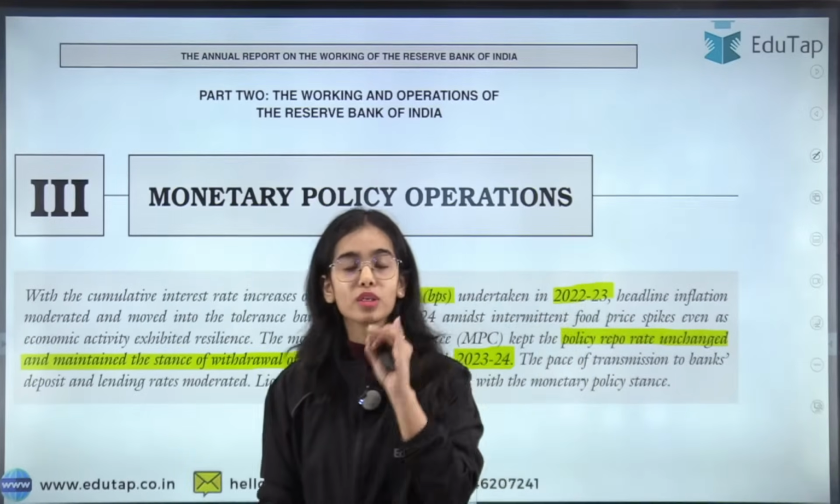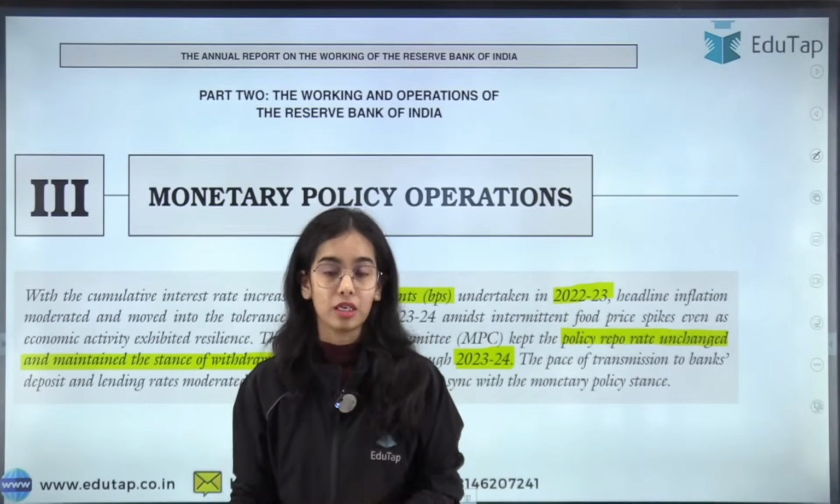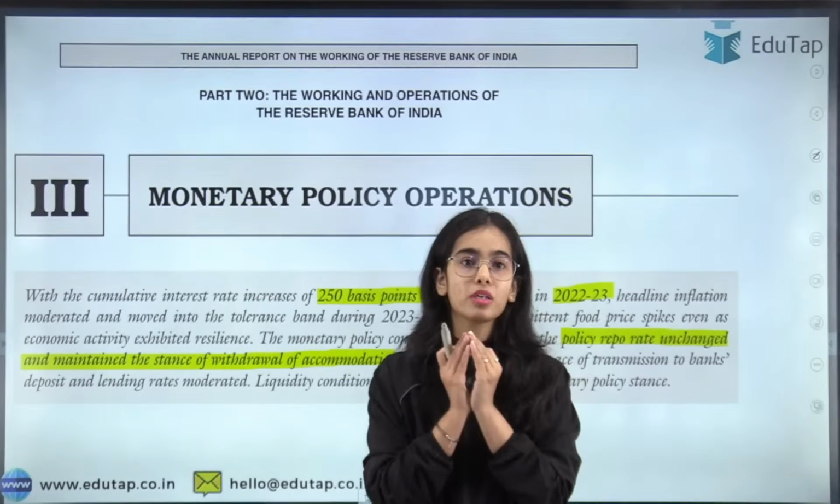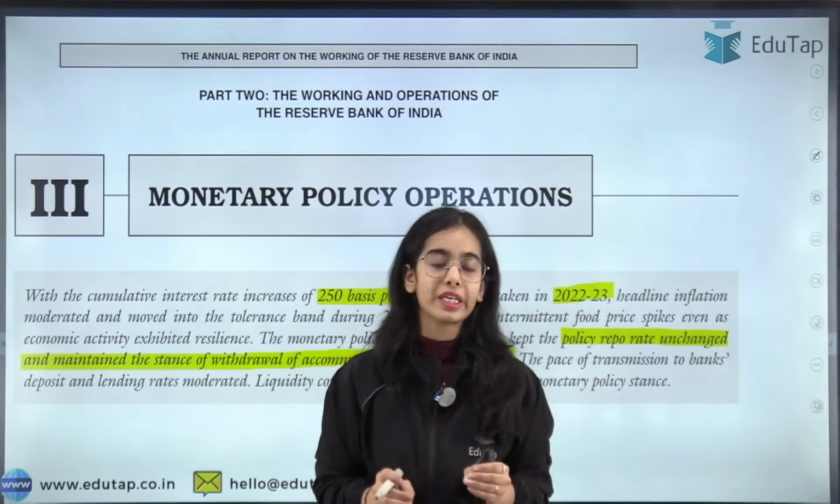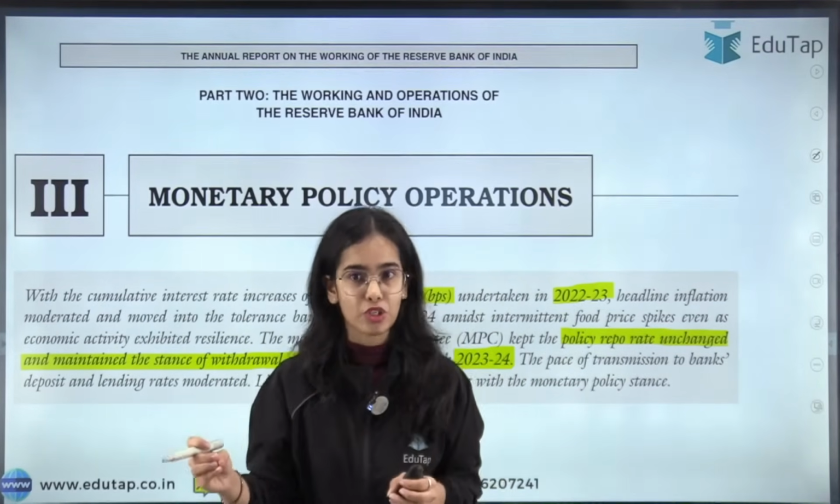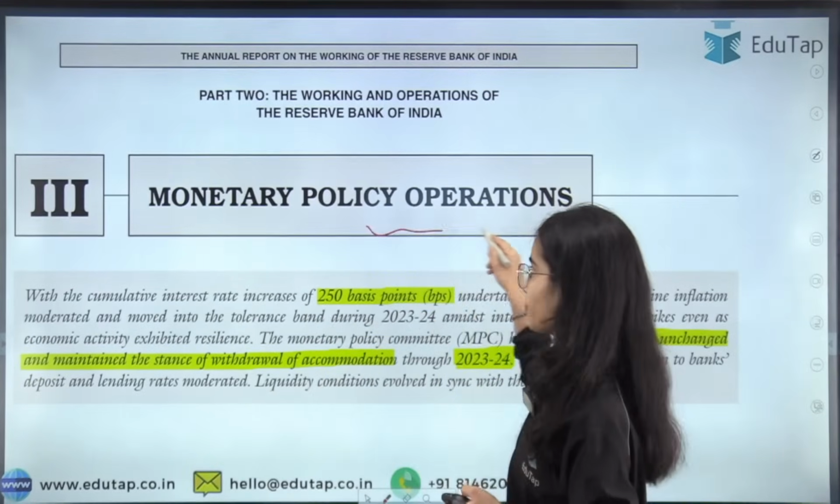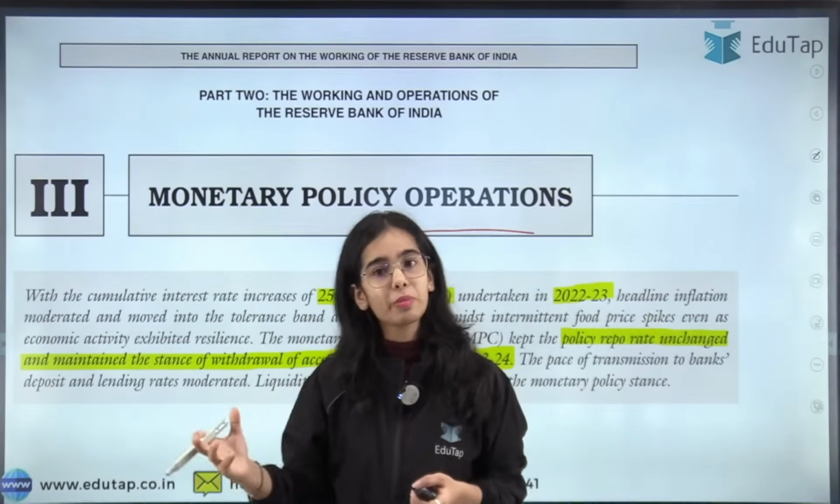We are starting with the working and operation of the Reserve Bank of India. One of the most important functions of the Reserve Bank of India is monetary policy operations, okay? Monetary policy operations.